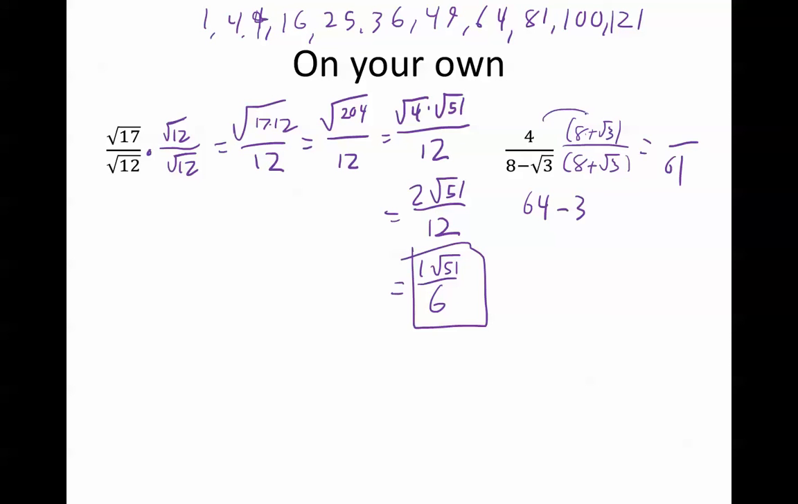And then the top, the 4 distributes to become 32 plus 4 root 3. None of those things are going to cancel, so there's my final answer: 32 plus 4 root 3 over 61.